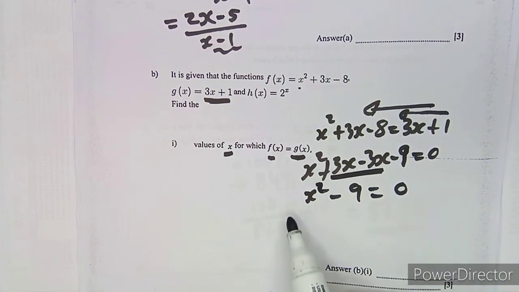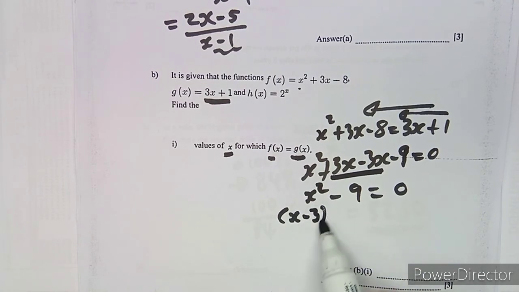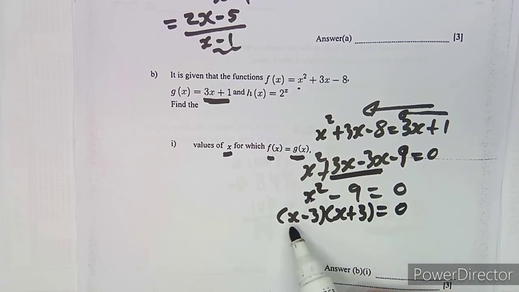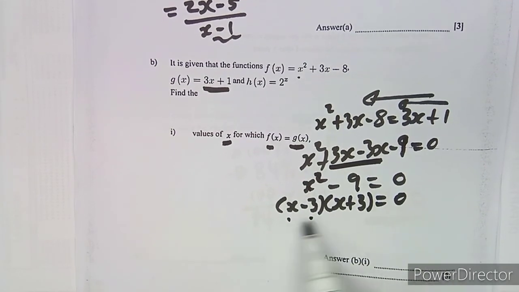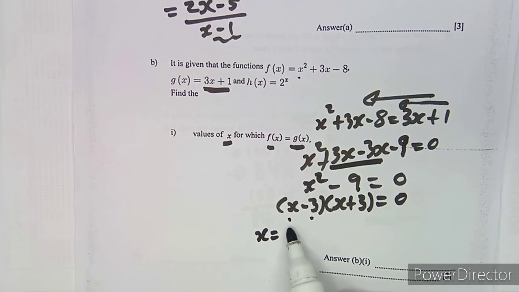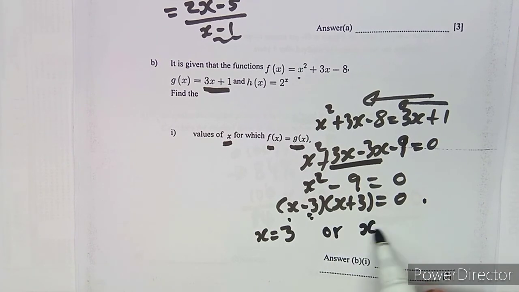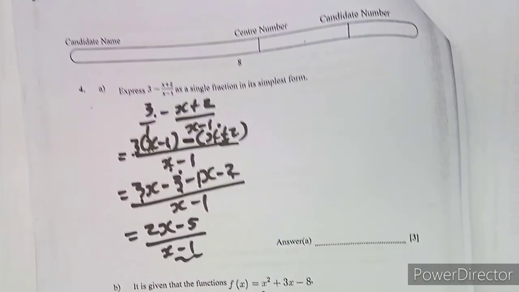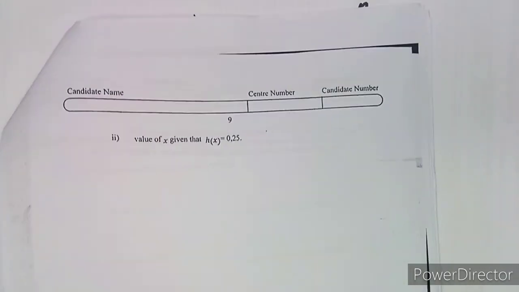So this is a difference of two squares, where we have x minus 3 and x plus 3, from the square root of x squared, which is x, and the square root of 9, which is 3. So each bracket is equal to 0. Therefore x is equal to positive 3, or x is equal to negative 3. These are the possible values of x that we can have if f of x is equal to g of x.